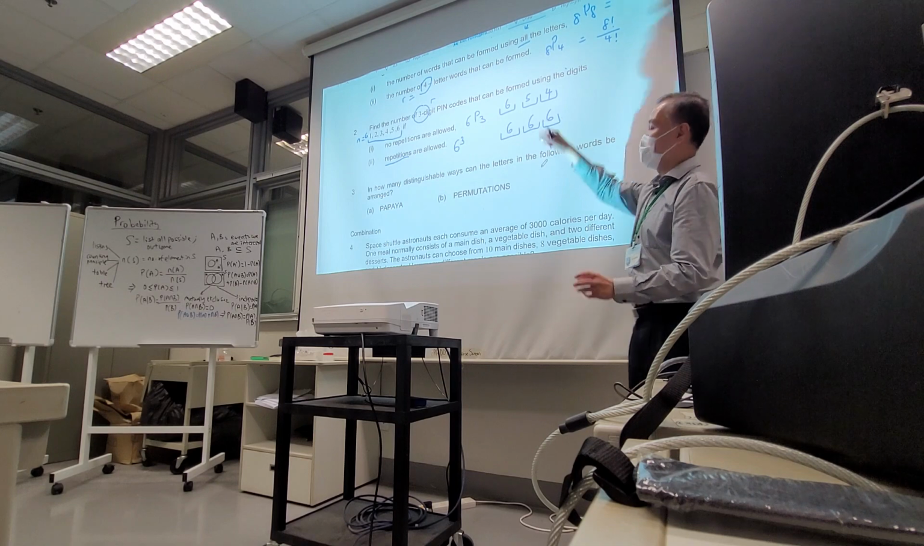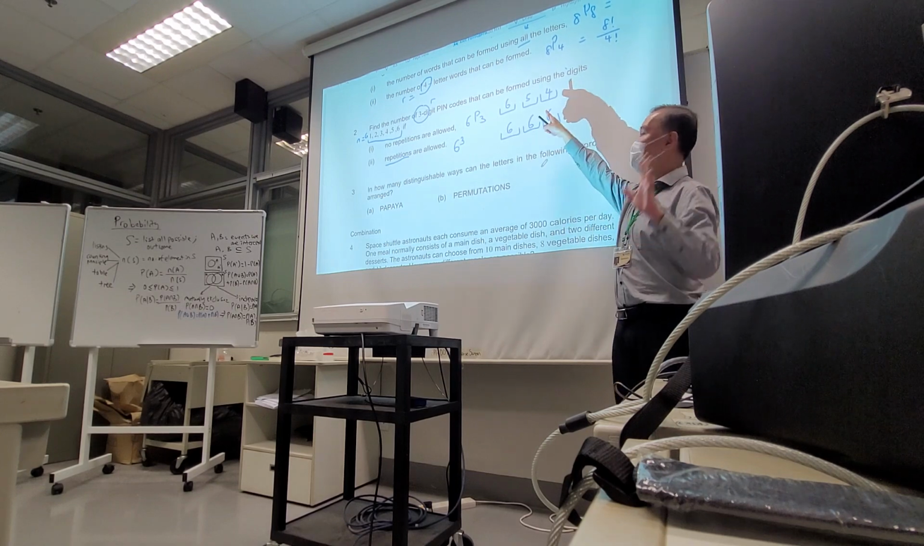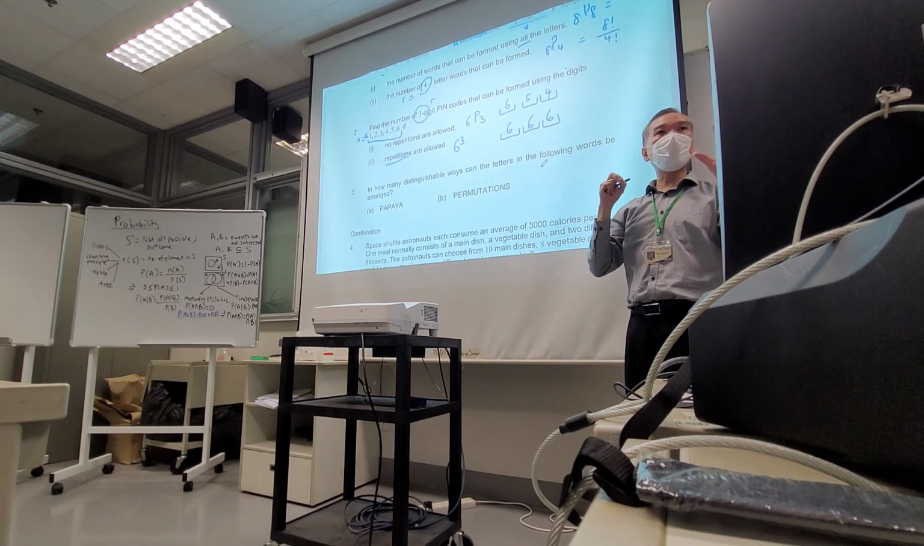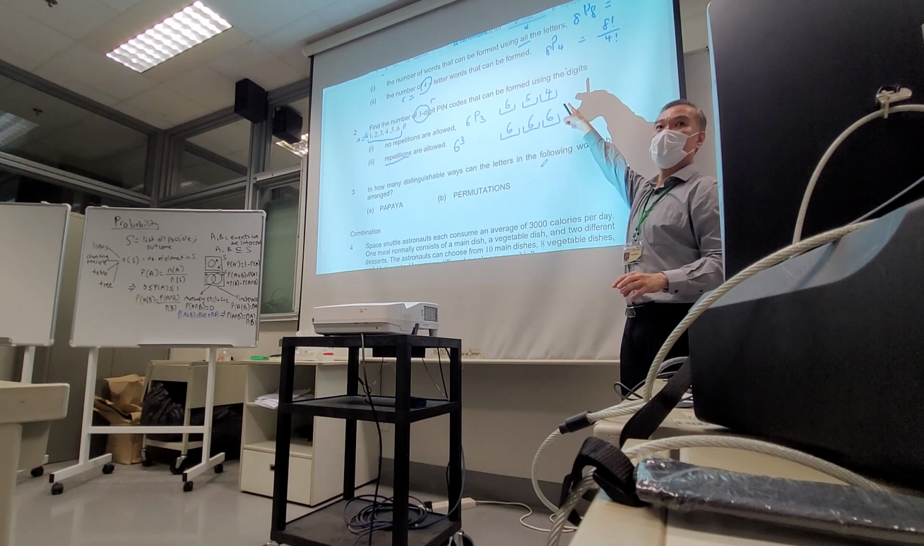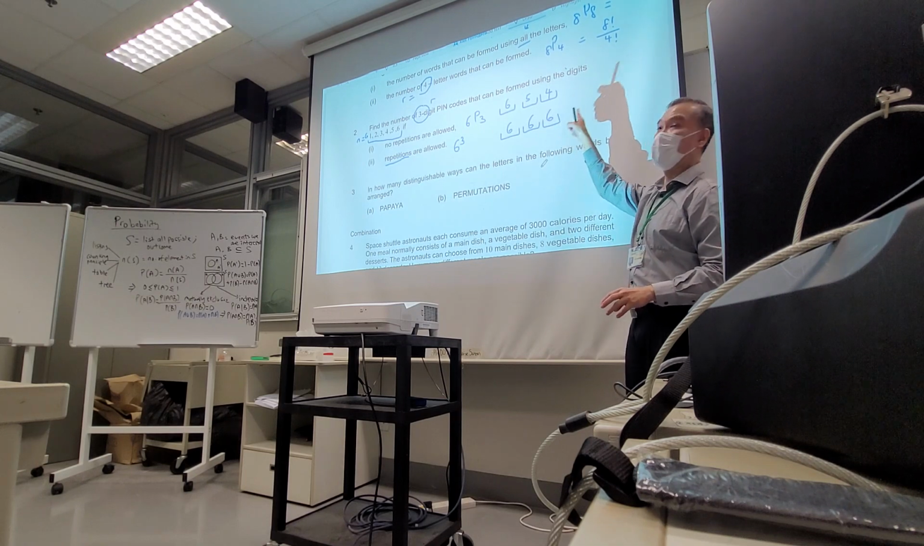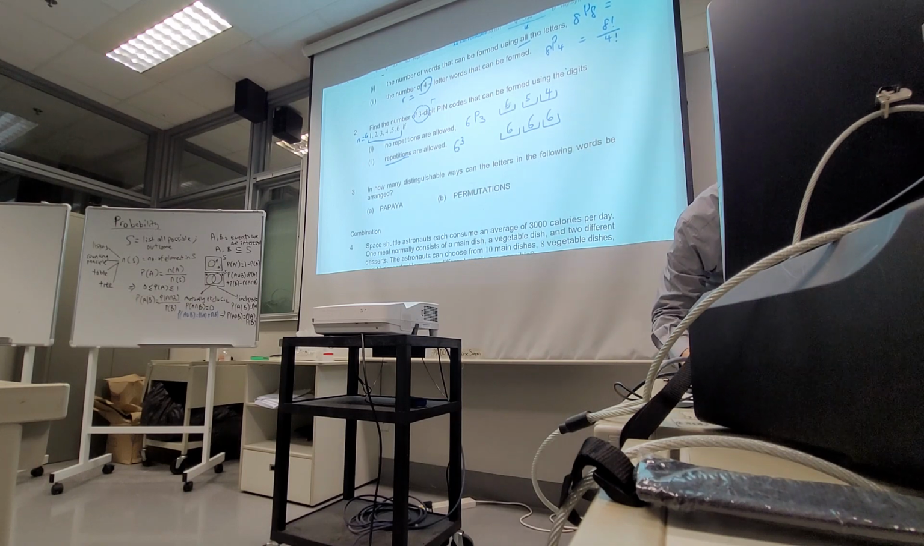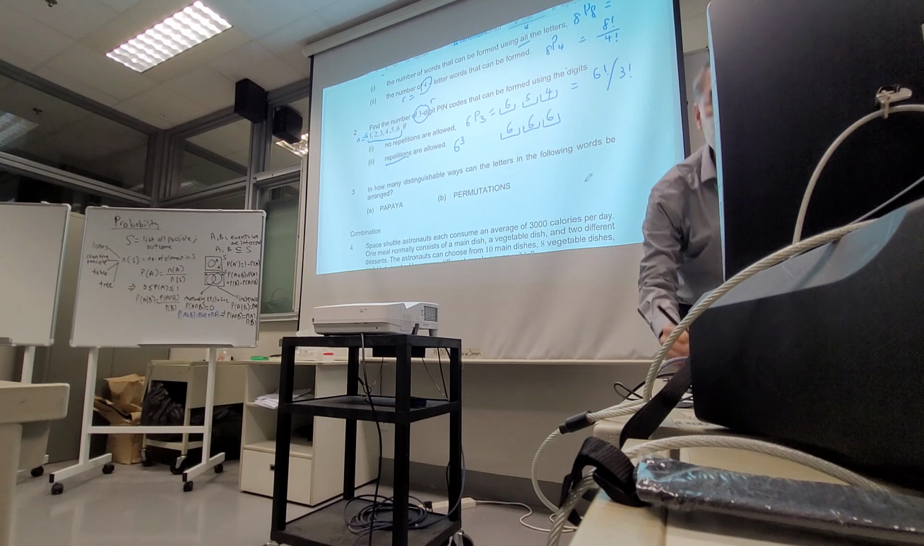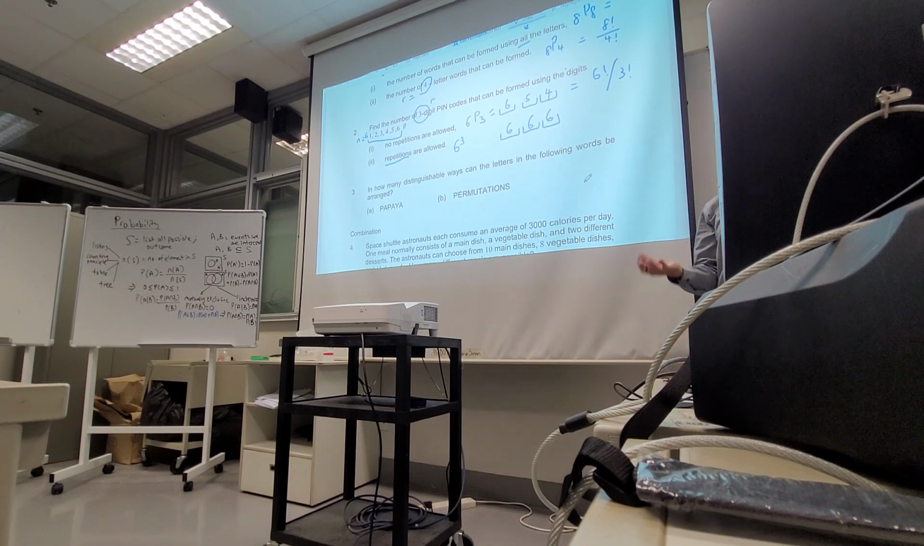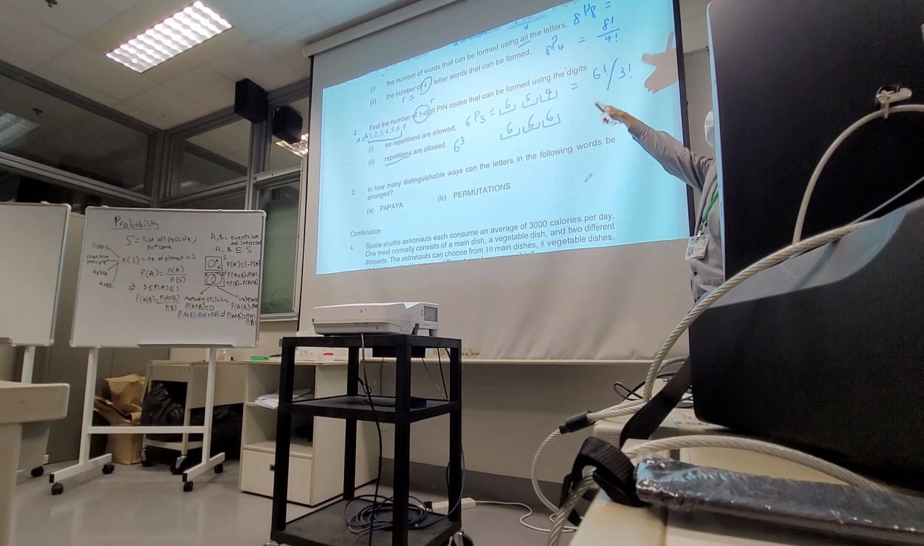So that's why when you draw one number, you got 5 numbers left. You draw the second number, you got 4 more numbers left. So that's why it's 6, 5, and 4, which equals 6 factorial divided by 3 factorial. Follow me? However you represent it, just make sure your concept is correct. So that's how you do question number 2.